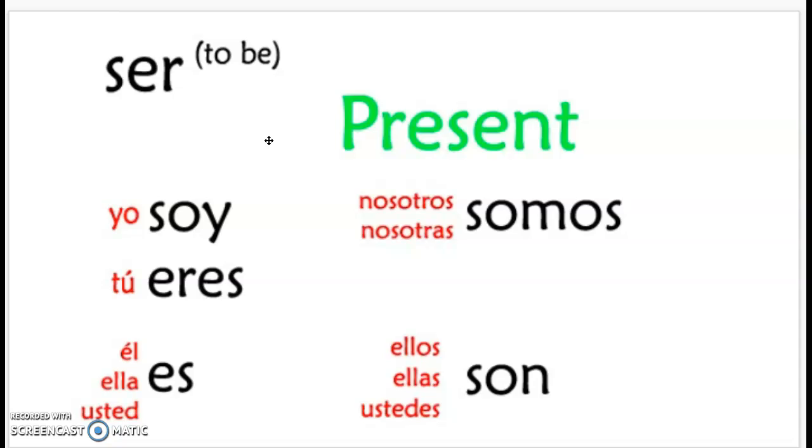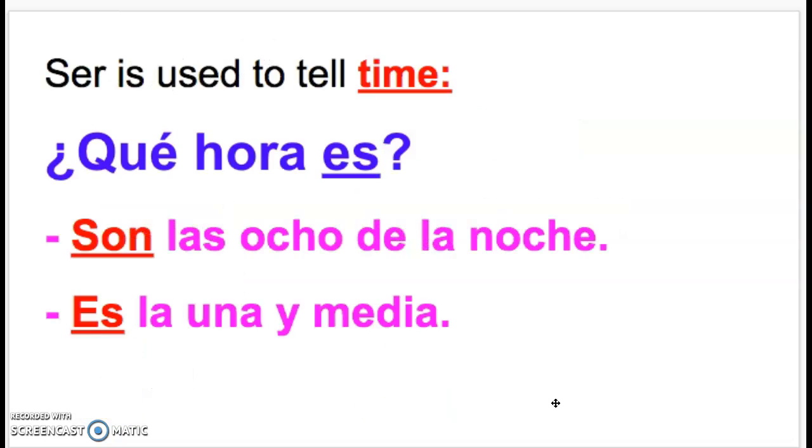Soy, eres, es, somos, son. I am, you are, he or she is, we are, they are. Okay. It's also used for things like telling time. ¿Qué hora es? Son las 8 de la noche. Es la 1:30. So son, of course, is used for multiple hours, like something that's bigger than 1 o'clock. And es, because it's 1 hour, is used only for times using one or anything with the hour 1.